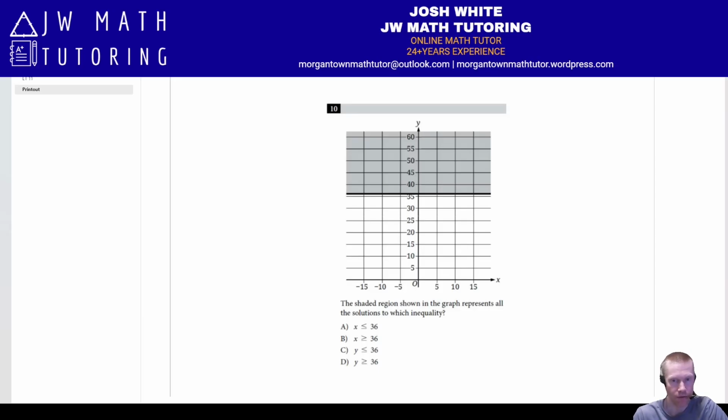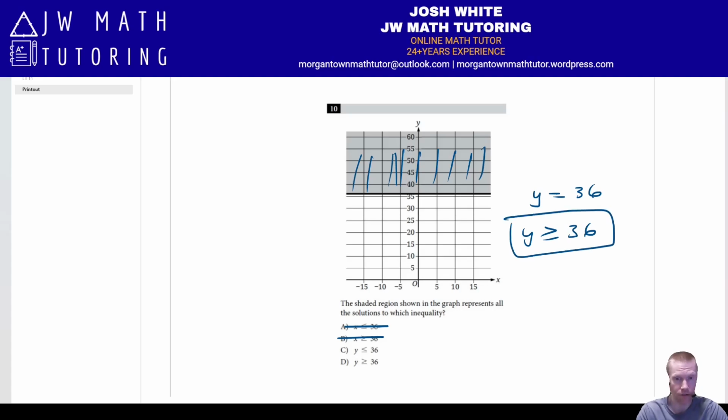And basically, you're given the graph of a linear inequality here, and it wants to know which is the solution to it, basically which thing matches this here. So notice this is a horizontal line. Therefore, the line itself is y equals some number, right? Looks like it's y equals 36. So right off the bat, these two are gone. So you're down to these two here. So the question is, is it less than or equal to 36 or greater than or equal to 36? Well, notice the shading is above the line, i.e. the shading is where the numbers are greater than 36. So therefore, the correct answer is just going to be this, letter D.